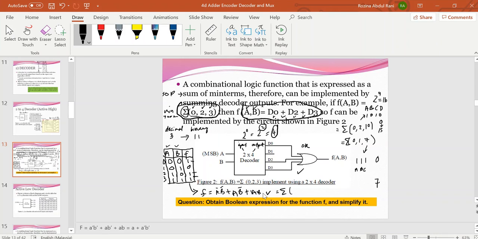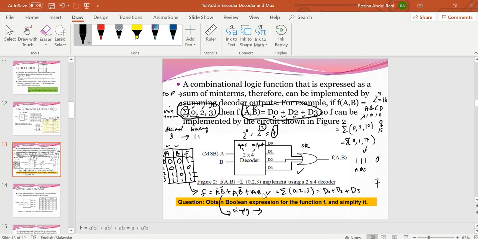sum of 0, 2 and 3, and also equal to d0 plus d2 plus d3. So how to simplify this Boolean function? To simplify it, you can use Boolean algebra.